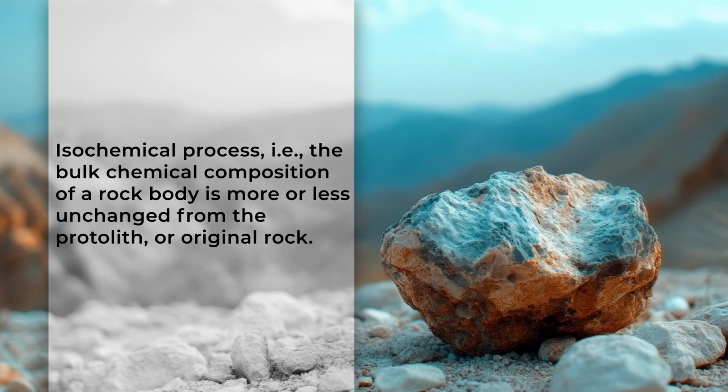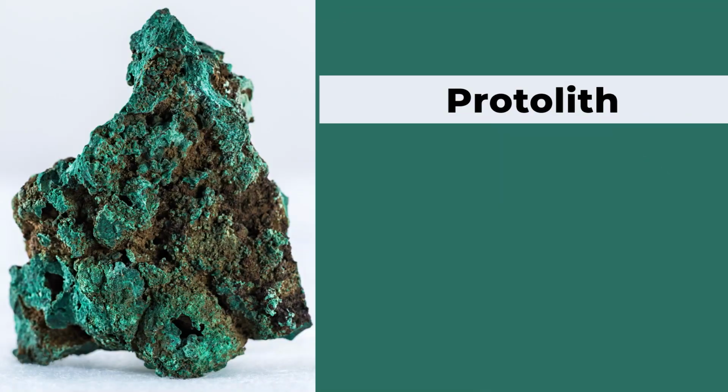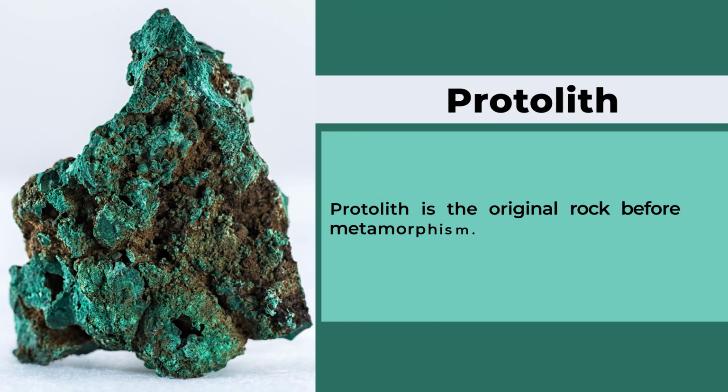Now, this is an isochemical process. That means the bulk chemical composition of a rock body is more or less unchanged from the protolith or the original rock. That means by and large, the composition remains the same, but there can be change in certain aspects like texture or structure, etc. Now, what is the meaning of the term protolith? Protolith is the original rock before metamorphism.